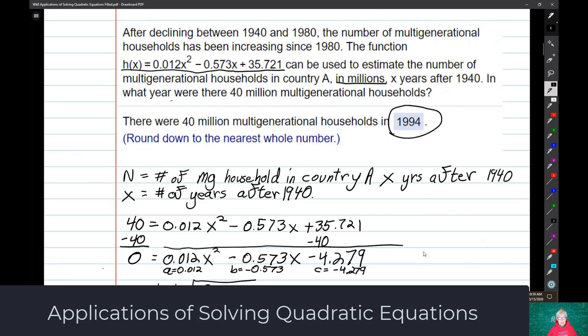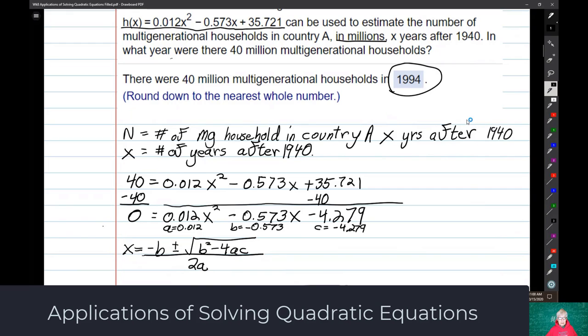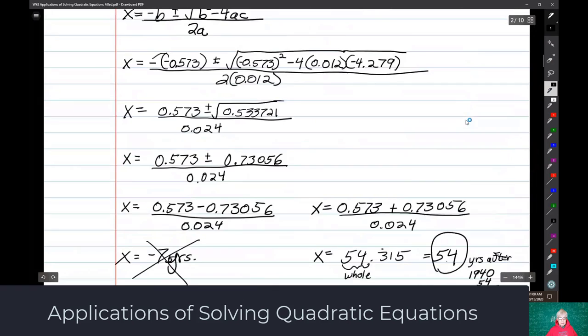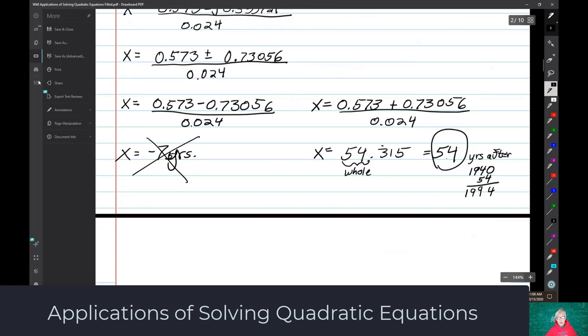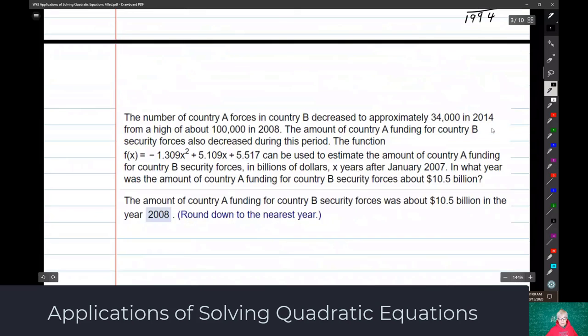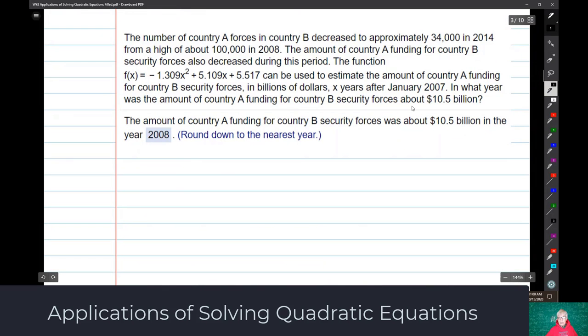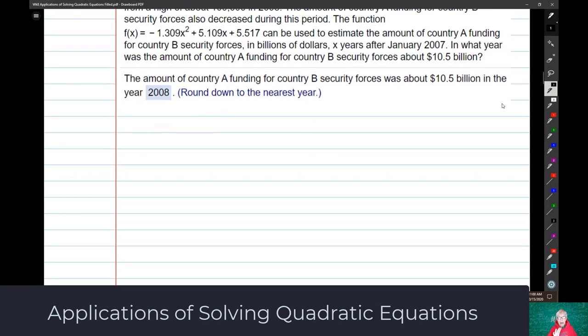Okay. Discussion about the steps. Ugly numbers, ew! But life, alas, is full of ugly numbers. We have exactly the same kind of problem here. The story is different. We're talking about military forces, but you're still going to have to figure out what year, I think. In what year, yes. So let's go on for now because I want to have a chance to work on each different kind of problem at least once.